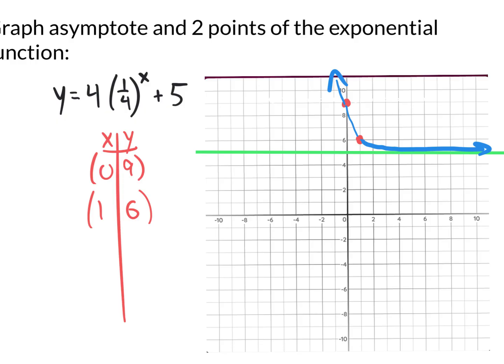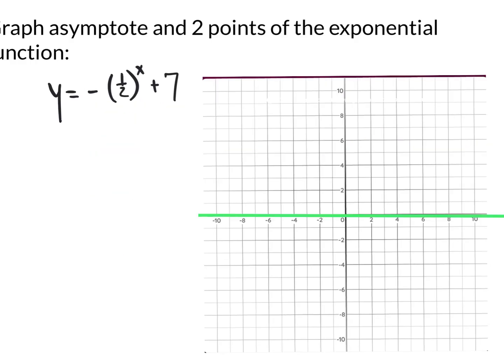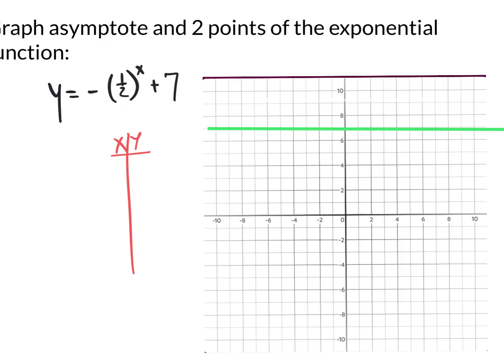Okay, this next one has to be the last one. Asymptote is at 7. Make an XY table. Plug in an easy number like 0. When you plug in 0, you get a 1, because anything to the 0 power is 1. With the negative in the front, it's a -1, and -1 plus 7 is 6. So 0, 6, 0 on the X, 6 on the Y. You have that dot.